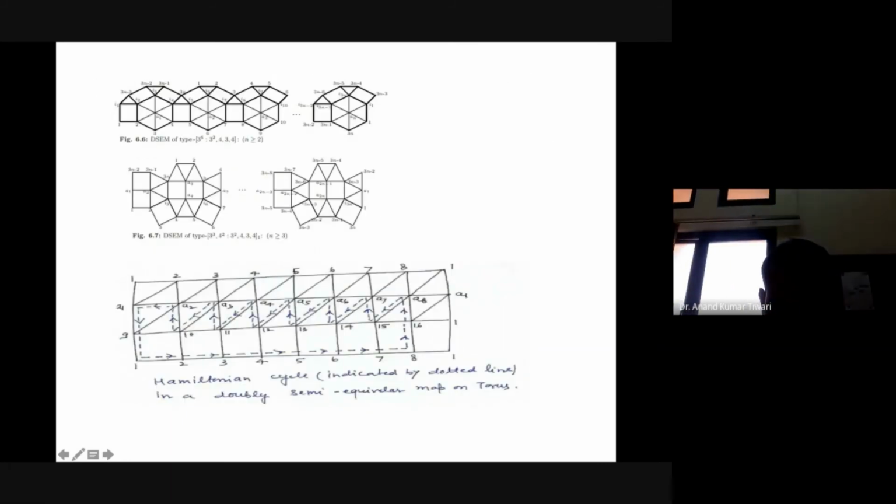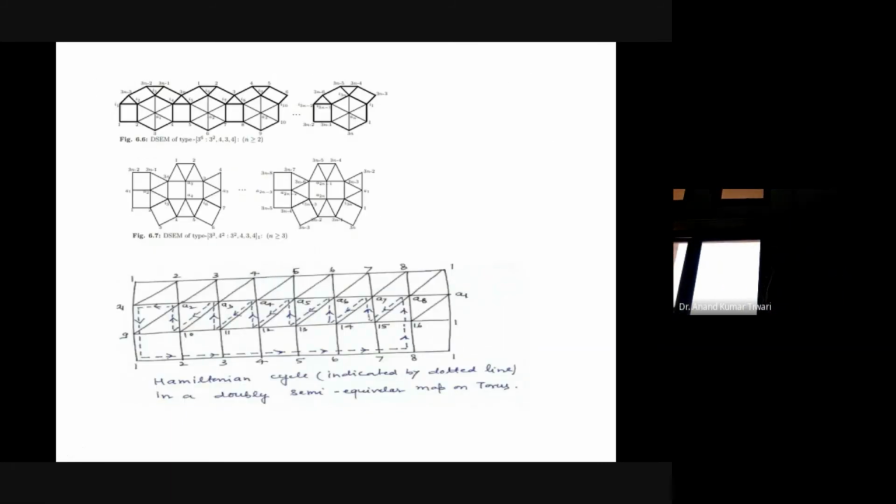Now see, because we are getting doubly semi-regular maps for infinitely many numbers of vertices, there is a question: can we have a Hamiltonian cycle?